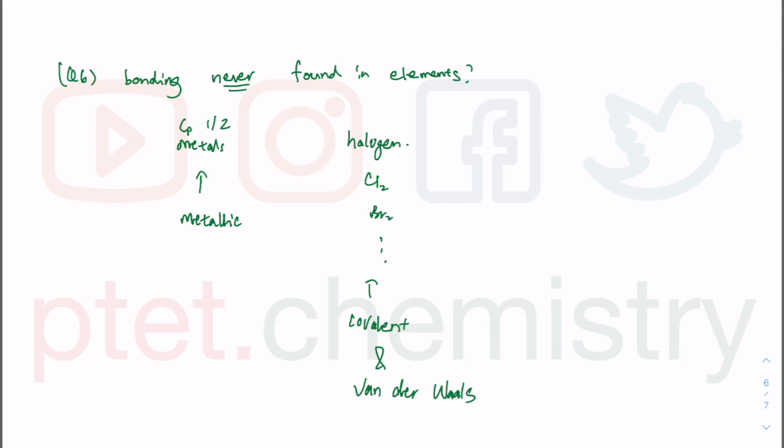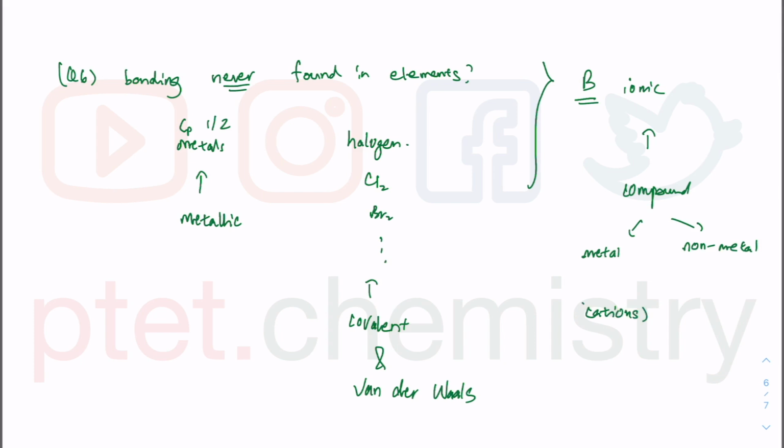What you cannot ever get will have to be ionic, because for ionic, you must have a compound. Not necessarily a metal and non-metal, but you must have cations, which usually come from the metal, as well as the anions, which usually come from the non-metal. But of course, we also have polyatomic ions such as ammonium, sulfate, nitrate, that kind of stuff. All right, so the answer there has got to be B there.